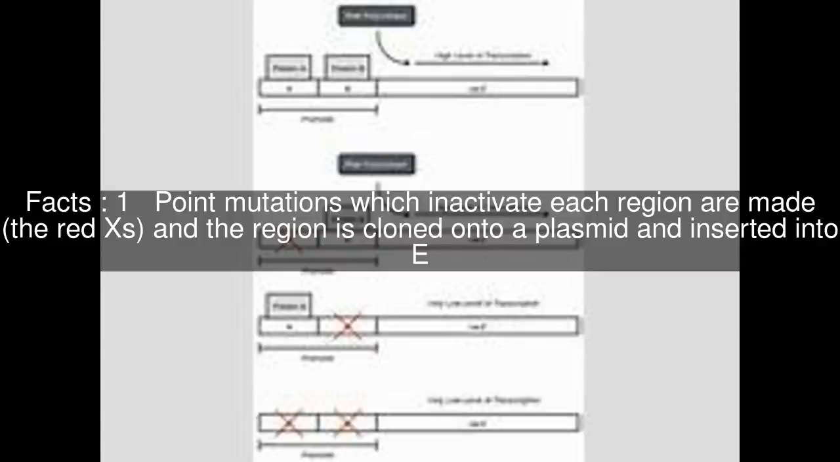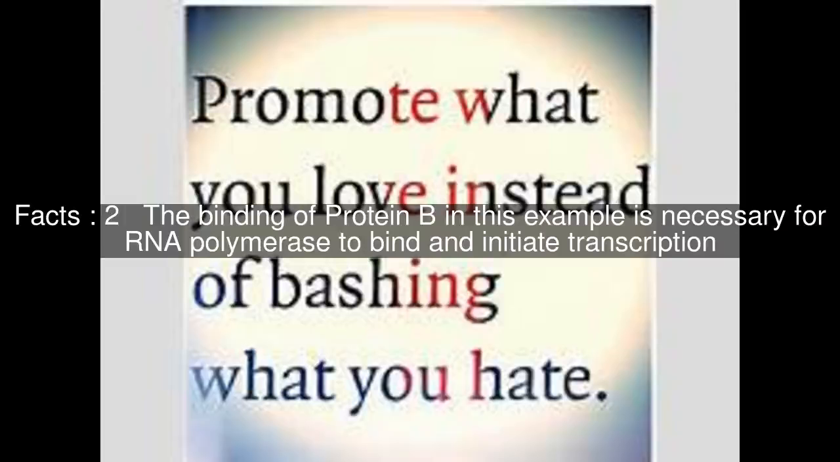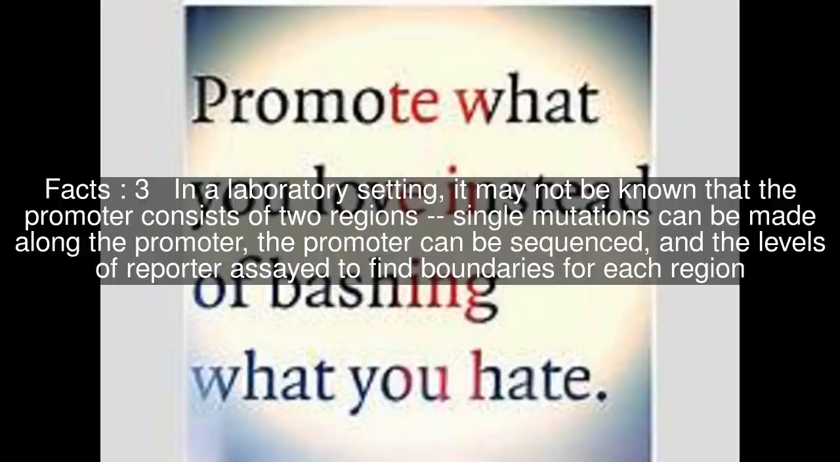Point mutations which inactivate each region are made, the red Xs, and the region is cloned onto a plasmid and inserted into E. coli. The binding of protein B in this example is necessary for RNA polymerase to bind and initiate transcription. In a laboratory setting, it may not be known that the promoter consists of two regions. Single mutations can be made along the promoter, sequenced, and the levels of reporter assayed to find boundaries for each region.